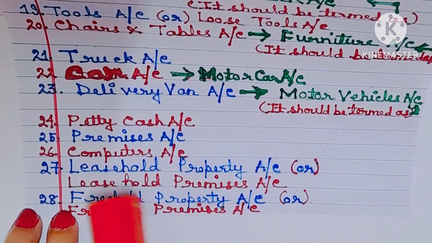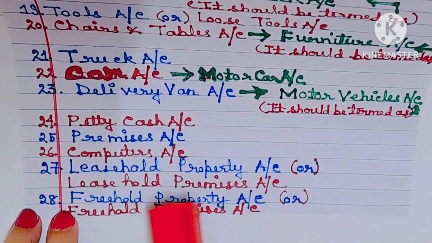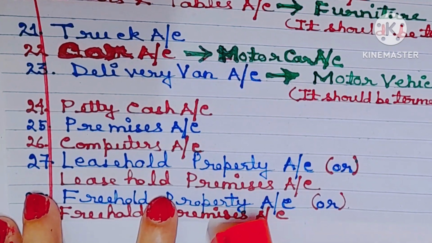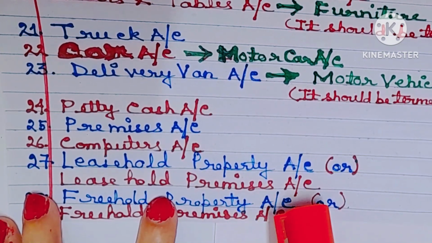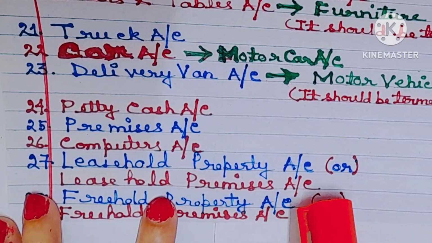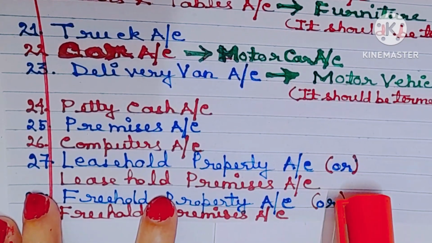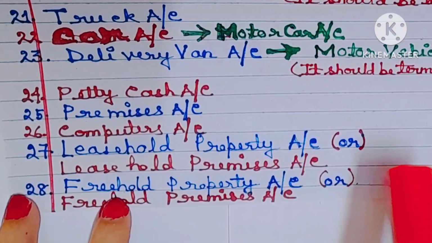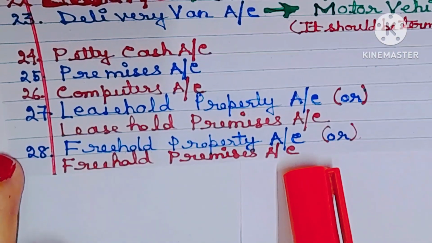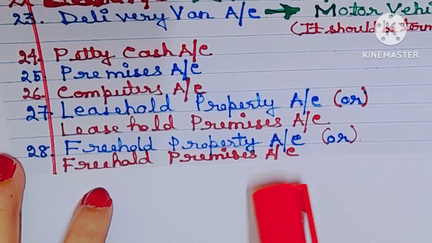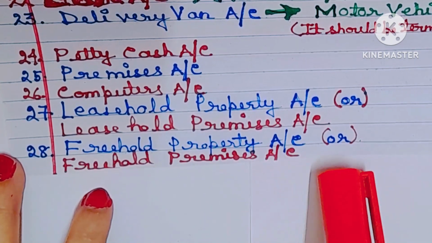Number 27, leasehold property account or leasehold premises account. What is leasehold property or leasehold premises? Leasehold property or leasehold premises means duration or holding of land or property by lease. Okay? Number 28, freehold property account or freehold premises account. What is freehold property or freehold premises?